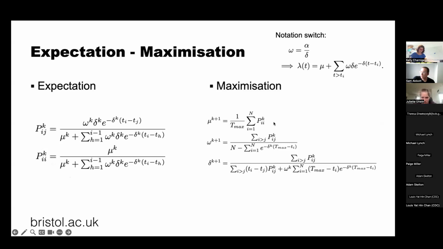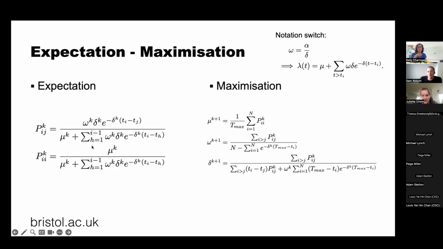And then you can use these probabilities to incrementally update your estimations of your parameters, and you can iterate between these so that you get convergence. You have one set of parameters, you calculate your Pijs, then you use them to update, and when this mu k plus 1 is within some small tolerance of mu, you can say that your method has converged.